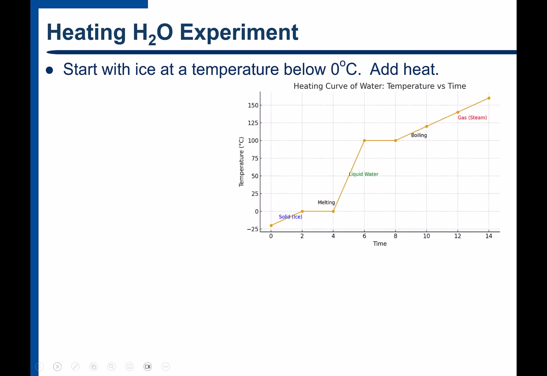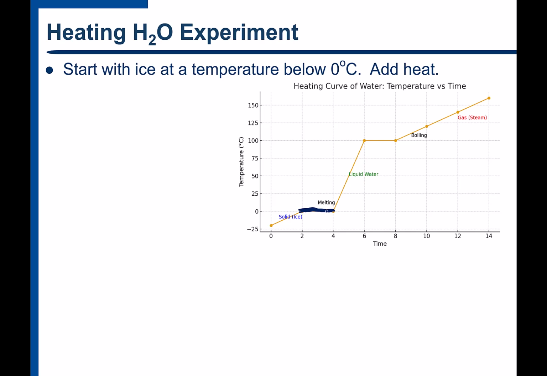Well, at first, if we start with ice at some temperature below 0, then the first thing we have to do is just get that ice up to the freezing temperature. And so as we add heat, we actually change the temperature of the ice, but then the heat that we add during this phase is solely going into changing the ice from a solid to a liquid.